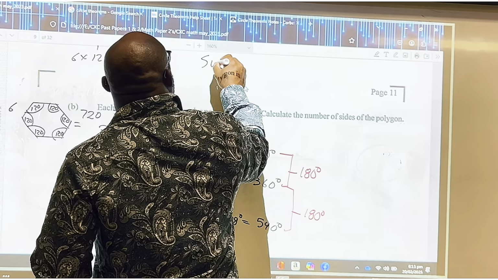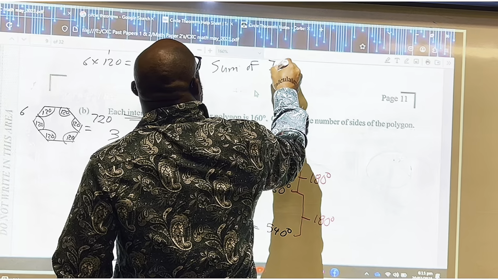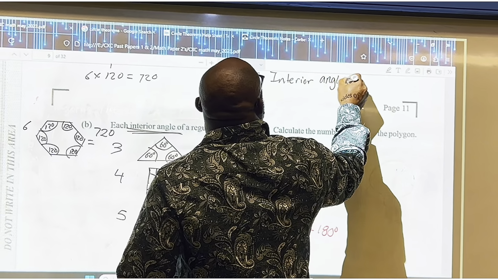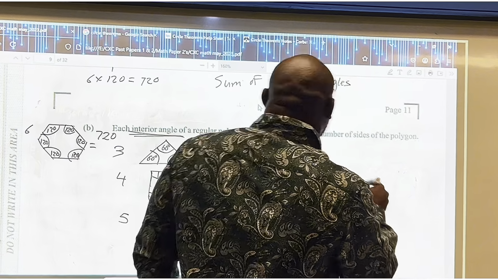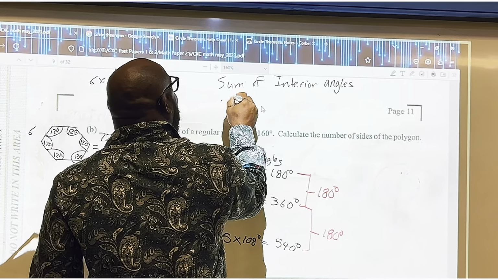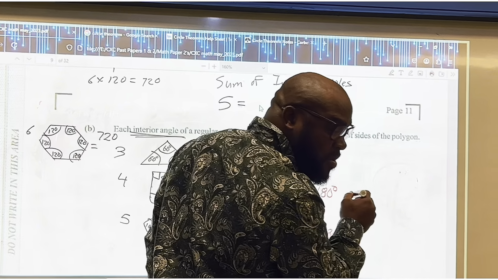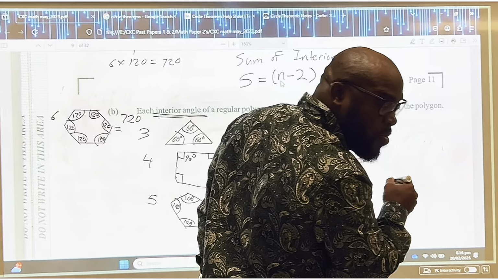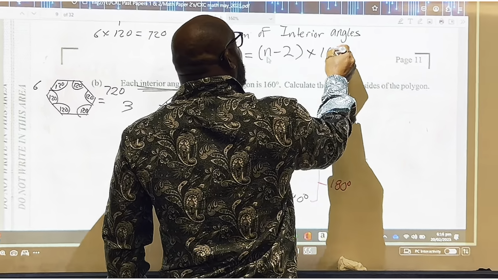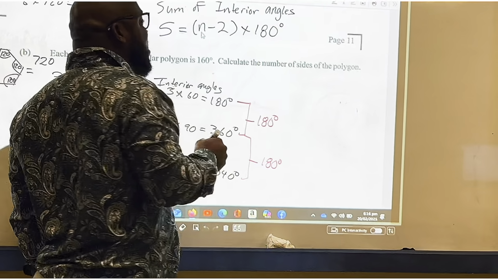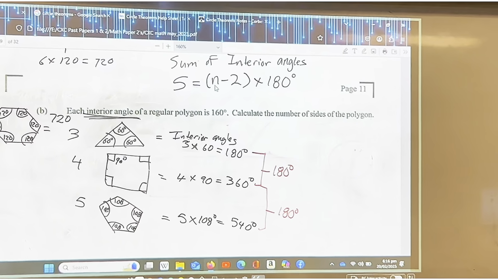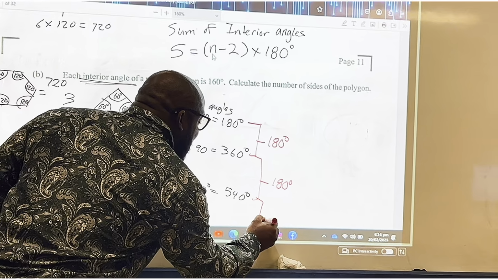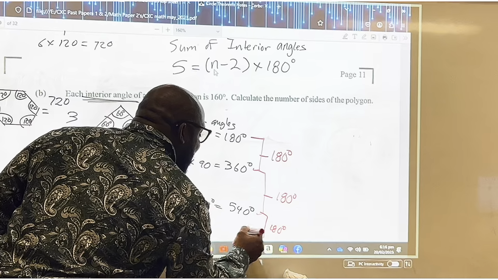Sum of interior angles. Sum of interior angles is this. S equals n minus 2 times 180 degrees. You realize that 180 comes back? Remember that 180 comes back? Remember 180. You keep adding 180. You keep adding 180 to get what?